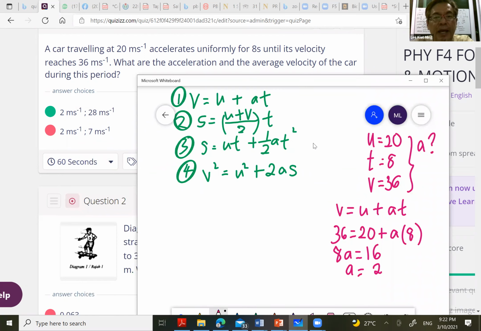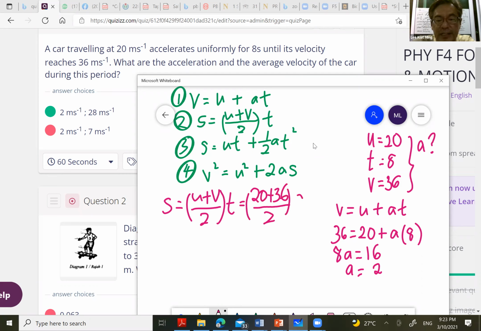They ask for average velocity. To find average velocity, you have to find distance traveled. So you can use equation number 2, which is S equivalent to U plus V over 2 times T. This will be a direct one. I'm substituting the U as 20 and the V as 36, over 2, and I'm going to times with the time given there as 8 seconds. I will simplify this, I will get a 4, then I'm going to get 56 times 4.